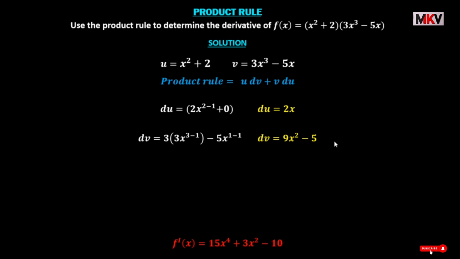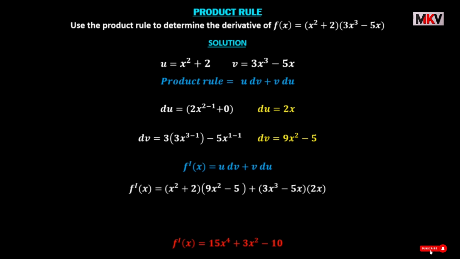So now we take the product rule again. Then we do our substitutions. We know our u, we know our v. We've determined the du, we've determined the dv. So let's do the substitutions to know the derivative of this function. So our u is x squared plus 2. Then our dv is 9x squared minus 5. Then our v is 3x cubed minus 5x. Then the du is 2x. Now we have to expand the bracket to get this answer.